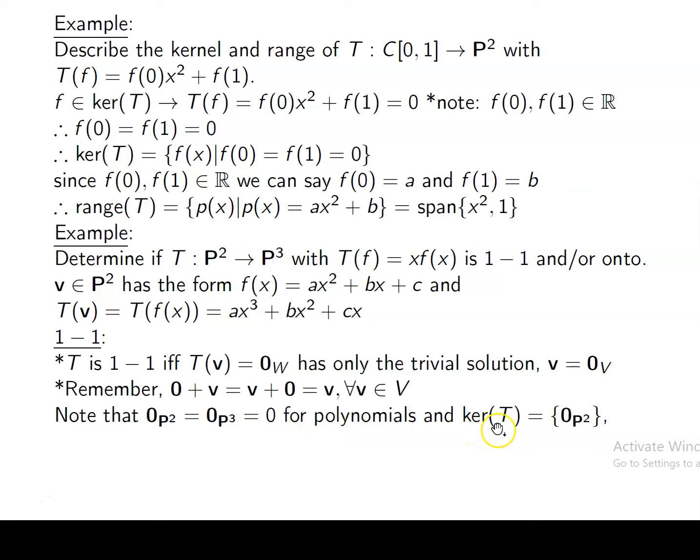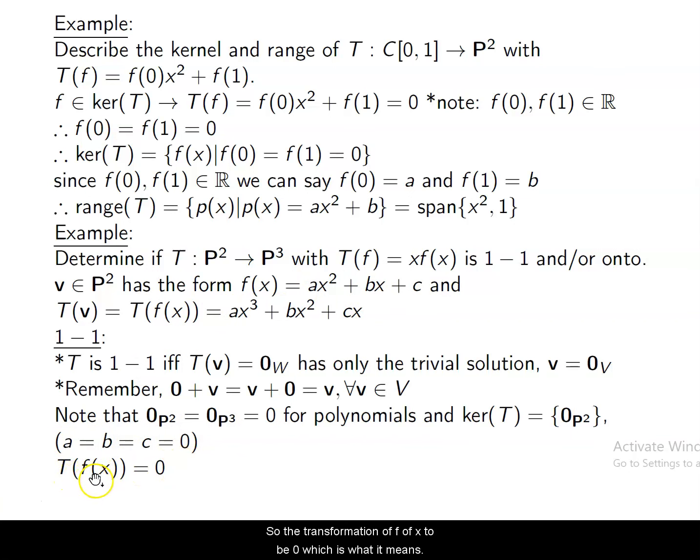And that the kernel is the set of the zero vector, right? So the kernel here is the zero vector, which means that here A, B, and C all have to be 0. Okay. So the transformation of f of x to be 0, which is what it means to transform the zero vector, right, is going to be the zero vector for P3, right? So that's the only way for this to work.